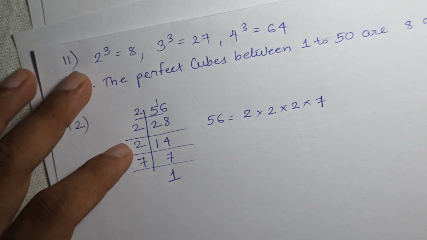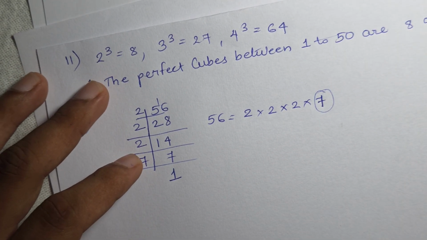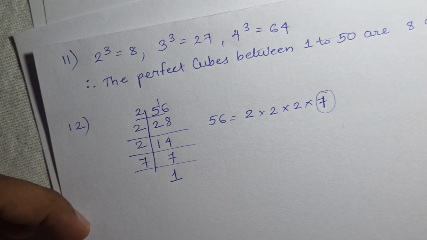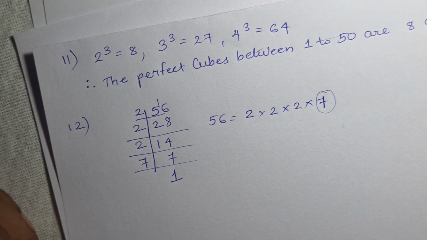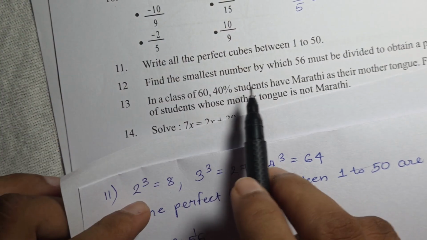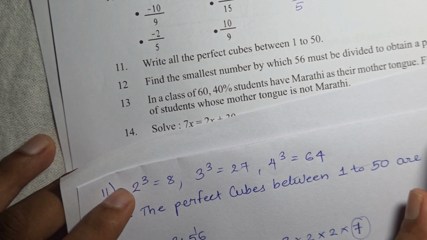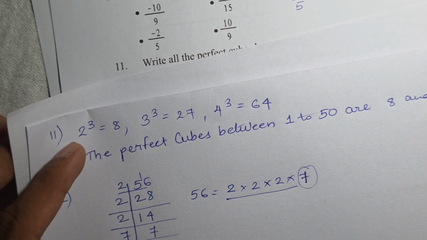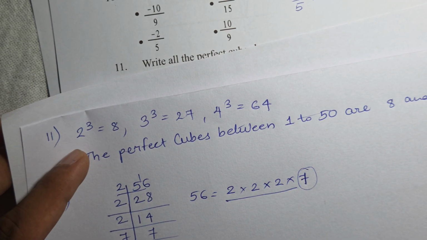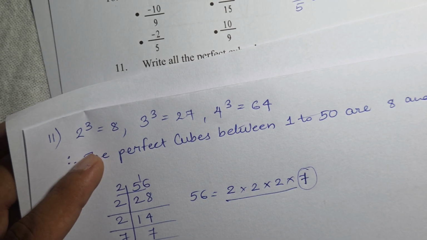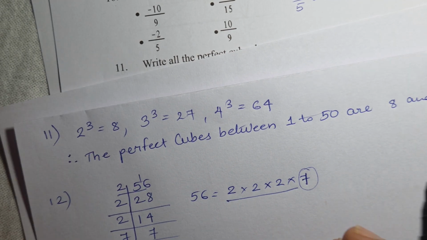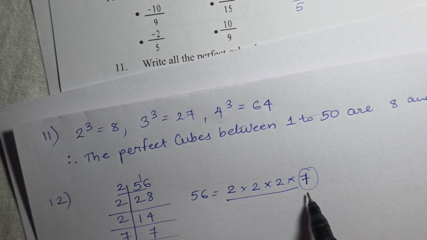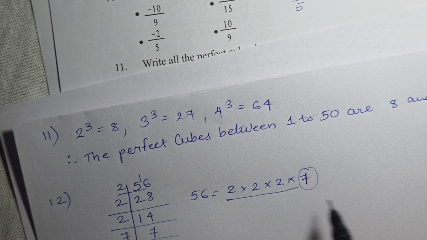If you see, 7 is the odd number here. So the question was perfect cube. To find a perfect cube, we need to form a triplet of 3 numbers. So this can be a set together, can be a cube. So 7 has to be removed.